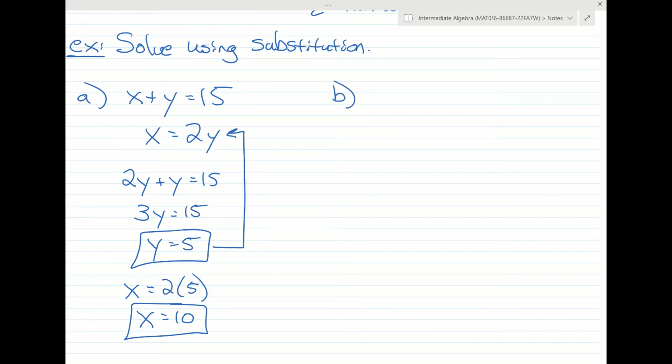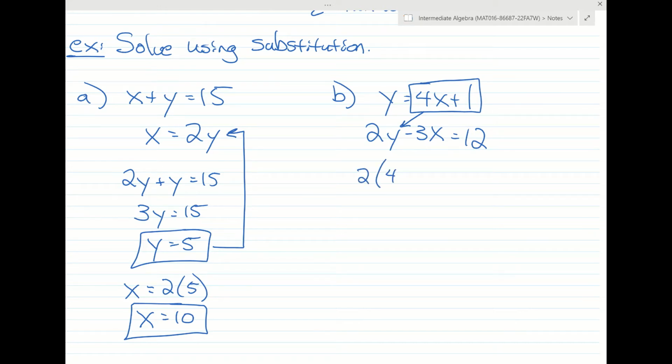Let's see here. What if y is equal to 4x plus 1 and 2y minus 3x is 12? This one's a little more advanced. Obviously, there's just more variables here, right? But we already have y by itself. So I'm going to take what y is equal to, and using parentheses, I'm going to plug it in here. This would just be 2 times 4x plus 1 minus 3x is 12.